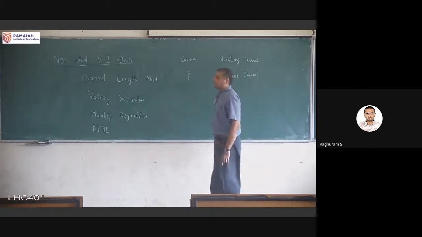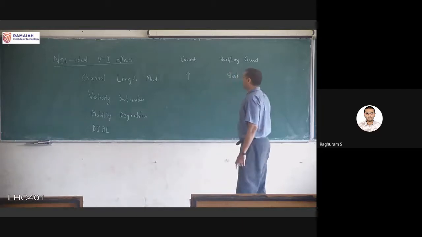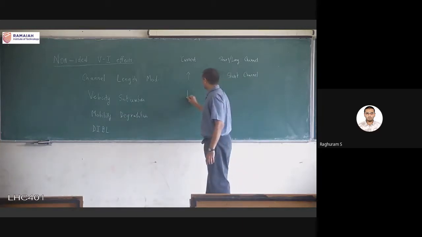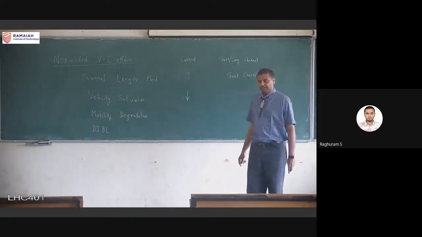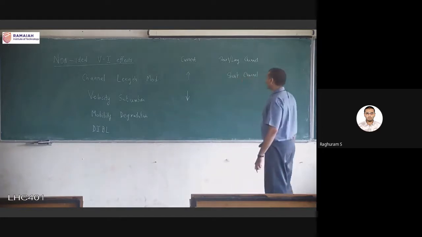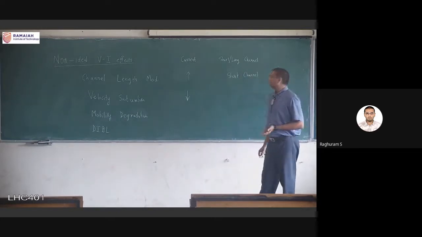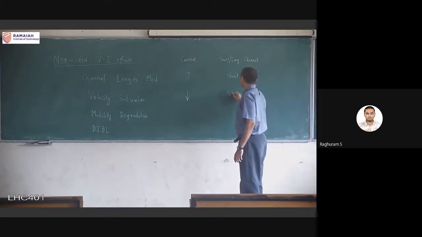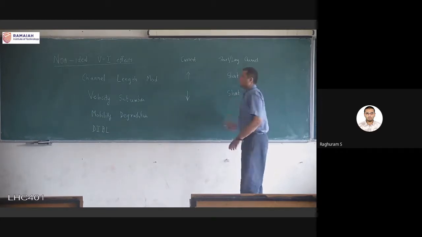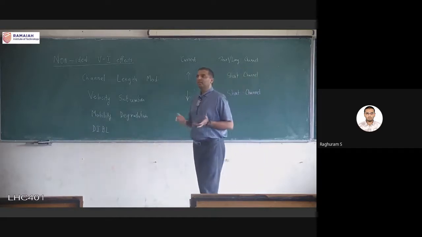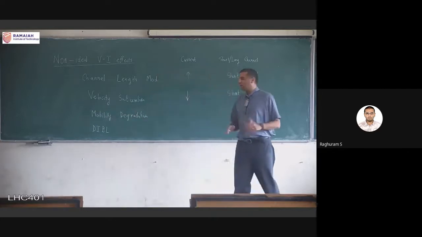Next one, velocity saturation. So we already discussed it. I'm not going to discuss the actual effect, okay? Because of velocity saturation, current is lesser than what is actually predicted. That is the first thing. And the second thing is, does it affect long channel or short channel? It affects mostly short channel devices, because in long channel devices we don't see that much of the effect because the distance they have to travel is more. So it is more important in short channel devices.